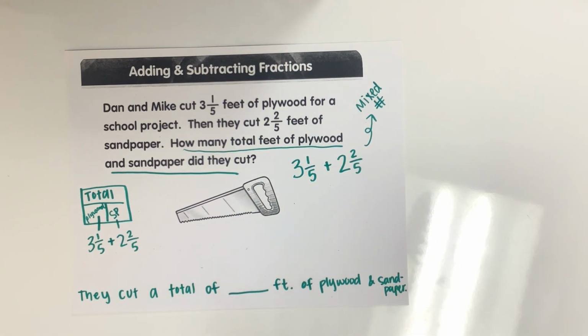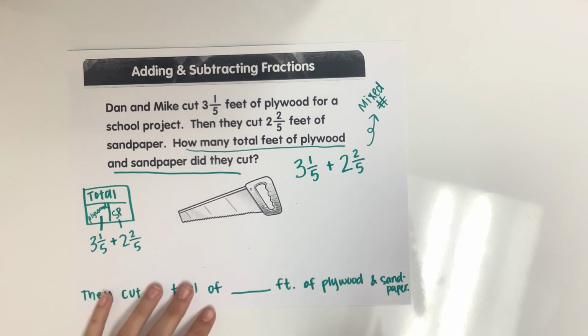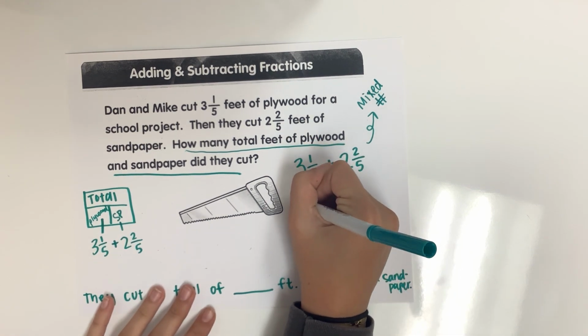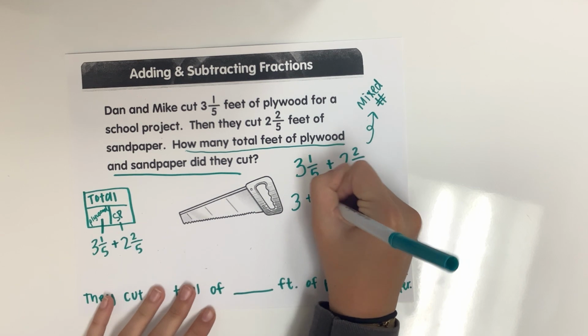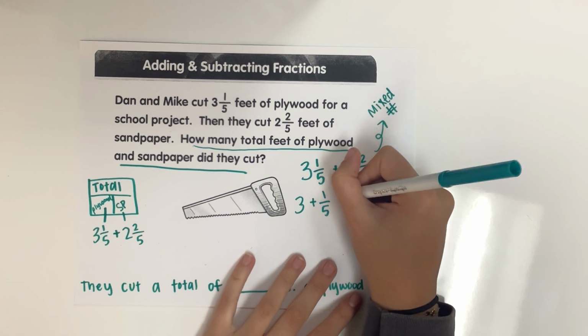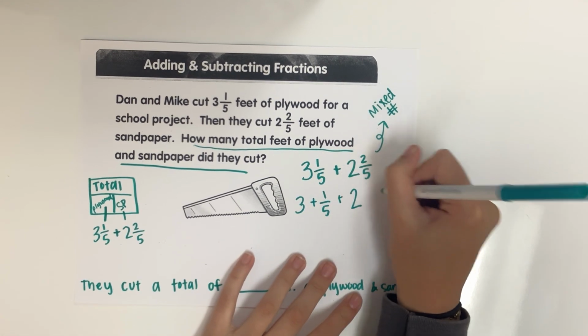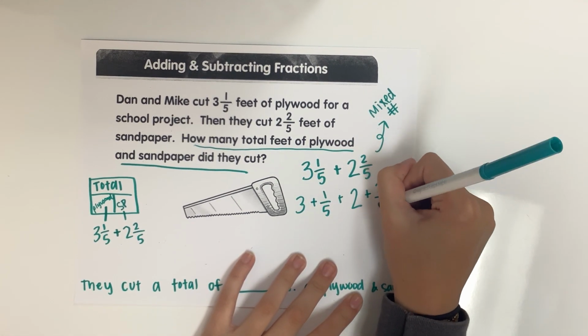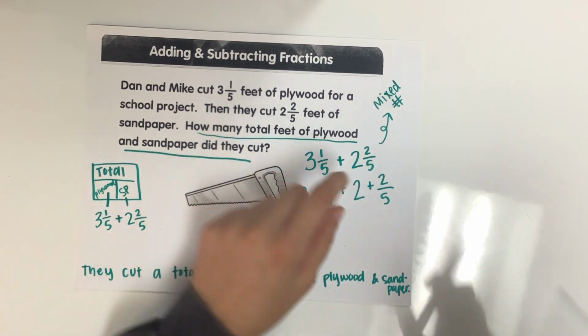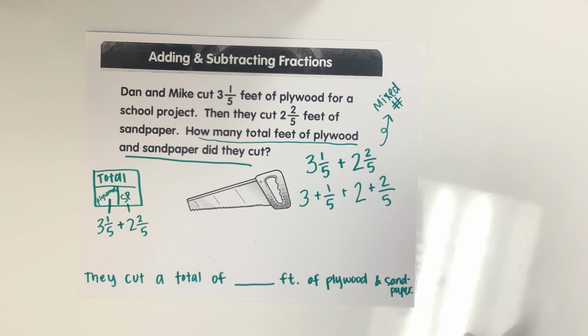Okay, so I kind of think that the easiest way to add these together would be to do a little bit of decomposing. So I'm actually going to decompose and break this apart. I'm going to do 3 plus 1/5. That's the same thing as 3 1/5. I'm going to add that with 2 plus 2/5. Okay, I didn't change this at all, did I? I just broke the wholes and the fractions apart. And I'm still adding them all together.